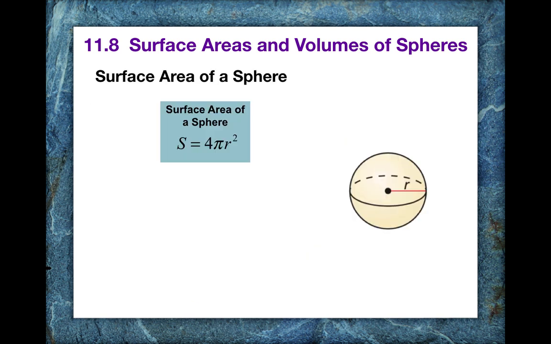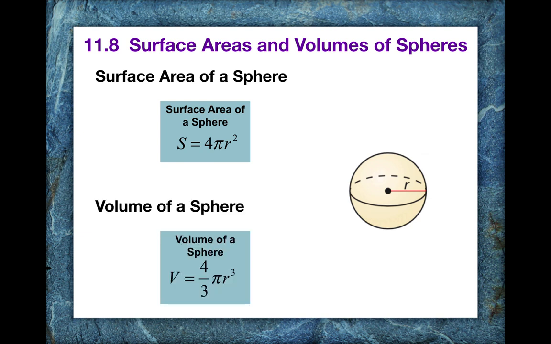The surface area of a sphere is simply this. It's just the formula for the area of a circle with the same radius times 4. So the surface area of the whole sphere is 4 times the area of the great circle, 4 pi r squared.